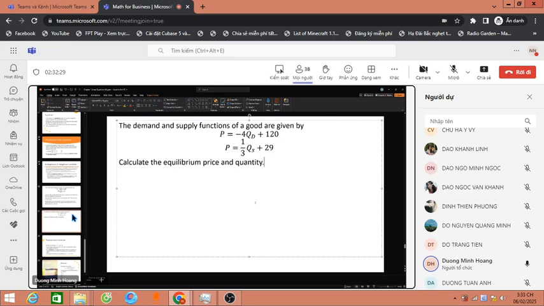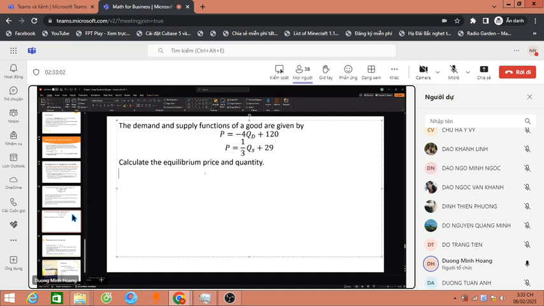Now, we're given demand and supply functions of the good over here. So these two equations, and then we are asked to calculate the equilibrium price and quantity. So again, how do we calculate the equilibrium price and quantity? We solve the simultaneous equations that consist of the demand function and the supply function.